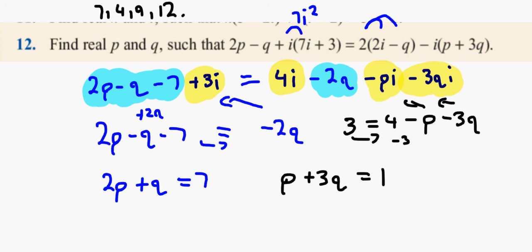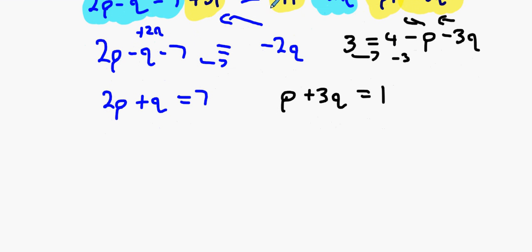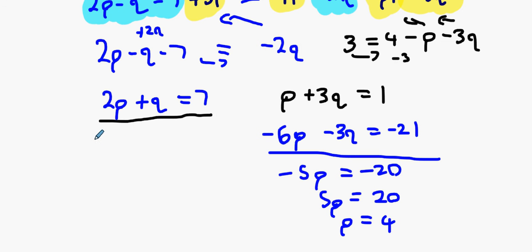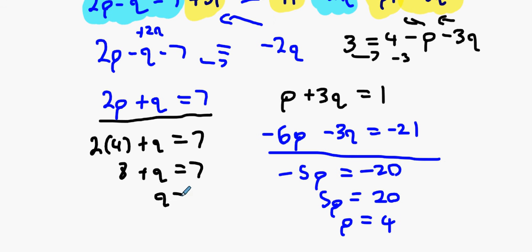Now, multiply the blue equation by 3, and it should turn into minus 6p minus 3q equals minus 21. Minus 5p equals minus 20. Doesn't look like there's any decimals. 5p equals 20. P equals 4. I'm going to use this equation here because it's directly above, no other reason. 2 times 4 plus q equals 7. 8 plus q equals 7. Q will therefore equal minus 1.